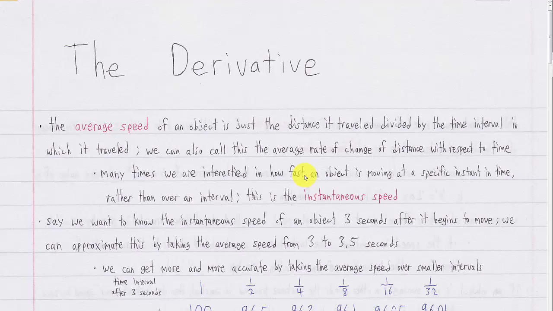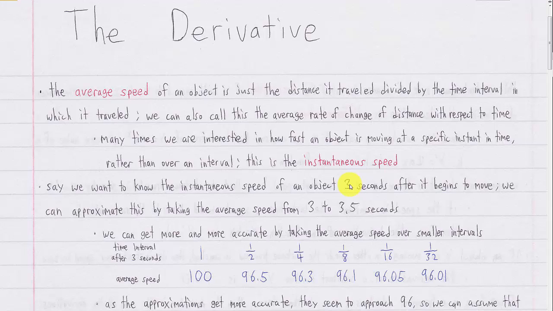So the problem, obviously, is how to calculate the instantaneous speed. Now, the average speed, we just took the distance and divided by time, but we can't do that because in instantaneous speed, we're looking at one instant, so time is equal to 0, and we can't divide by 0. So to find the instantaneous speed, what we're going to do is calculate the average speed over very short intervals. So let's say there's an object that's moving, and I want to know what the instantaneous speed of the object is after 3 seconds.